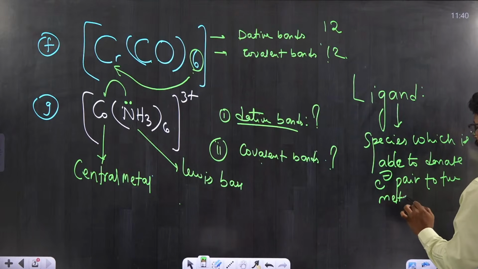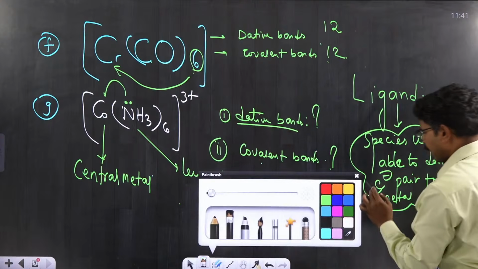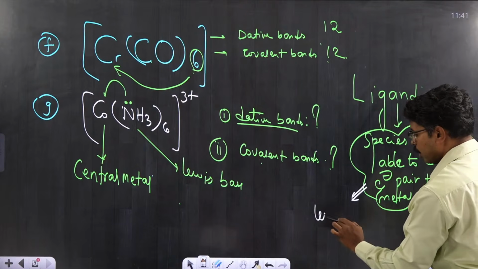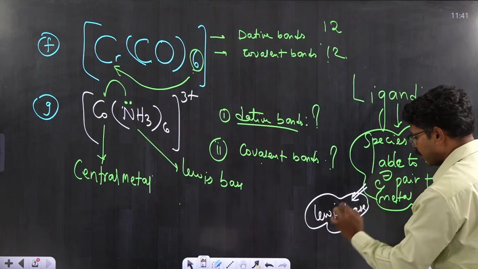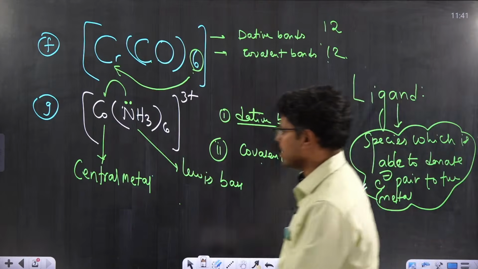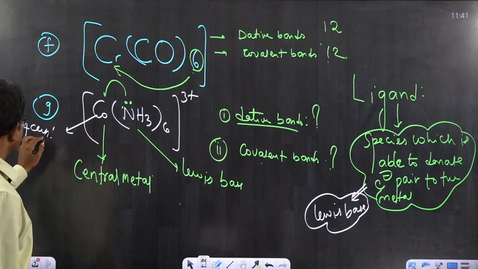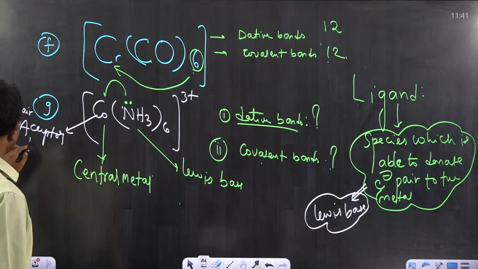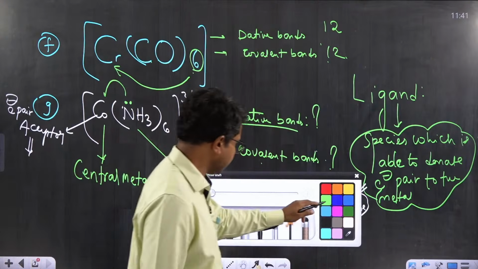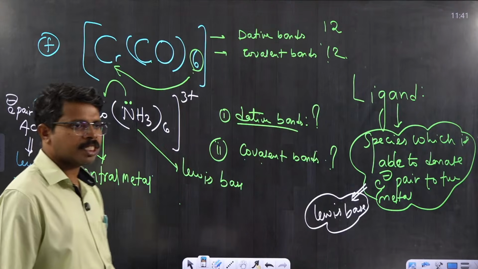As I told you, any species which is able to donate electron pairs is considered, as I told, a Lewis base. Therefore, a ligand is considered to be a Lewis base. Then who is the Lewis acid over here? This is accepting electron pairs, an electron pair acceptor, hence this metal is considered as a Lewis acid. I hope this point is clear. Lewis acid. Have you got this point?